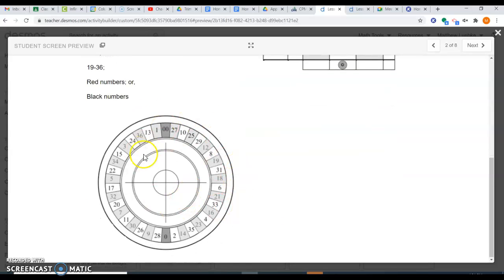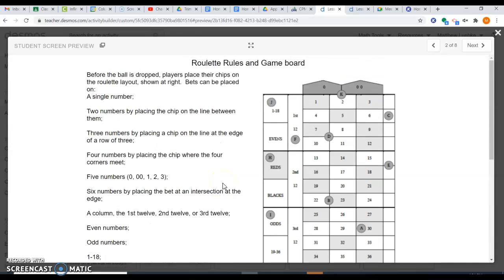This would be the spinner. You would drop a ball in here and it would be spinning, and that ball would land on one of these numbers. And people place bets on what number they think it's going to land on, or what group of numbers they think it's going to land on. So what's happening here is somebody like K is betting that it's going to land on 0, 2, or 00. They're betting on three things.